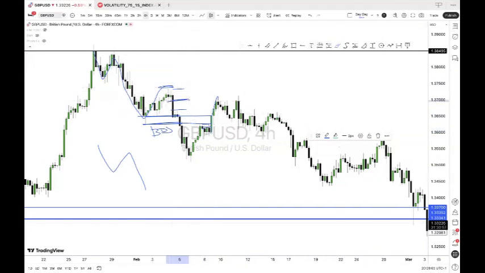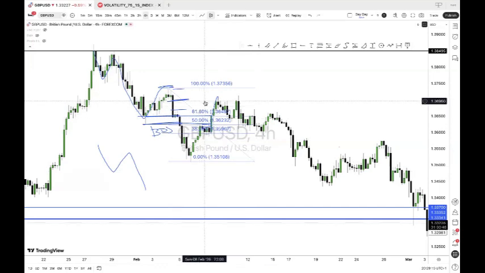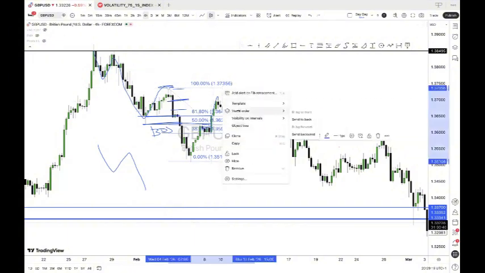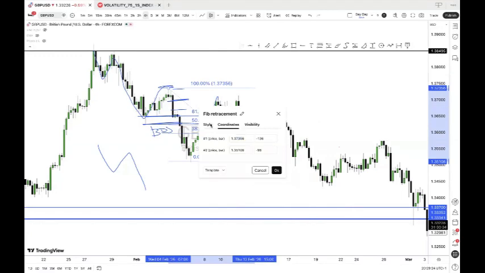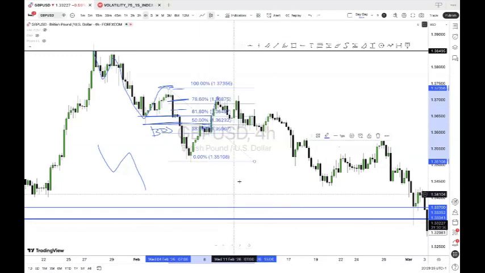So now if we're to plot our Fibonacci, what would we do from this high to this low? So where did prices go into? Prices went right above 61.8, probably around 78.6 area. Let me just turn on the settings for this. Okay, let me turn on 78.6. Let's see. Okay, so prices came all the way to 78.6.